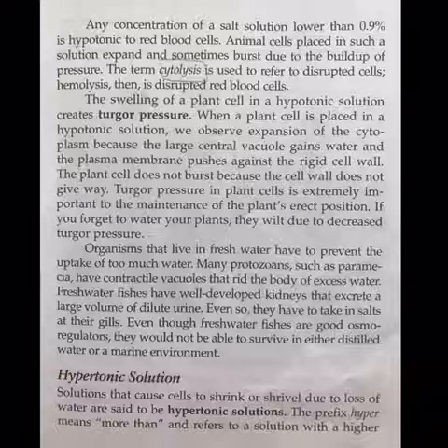The plant cell does not burst because the cell wall does not give way. Turgor pressure in plant cells is extremely important to the maintenance of the plant's erect position. If you forget to water your plants, they will wilt due to decreased turgor pressure.